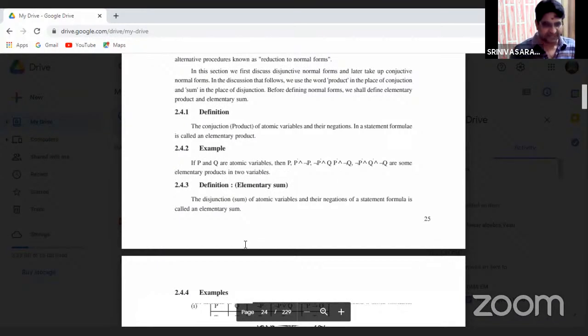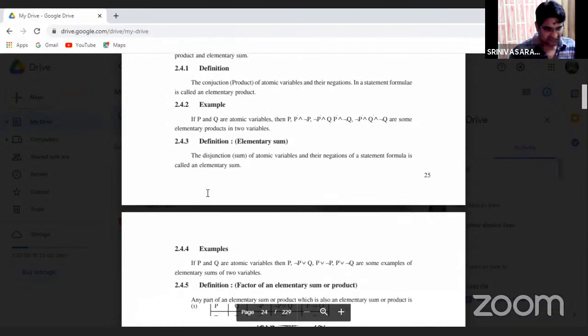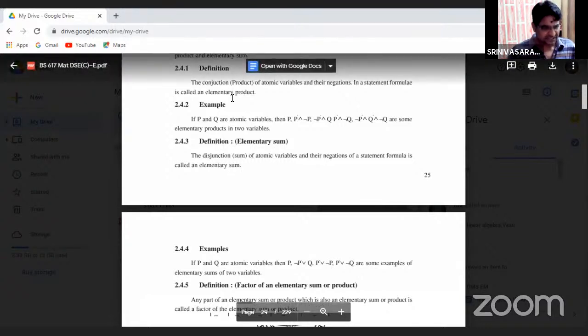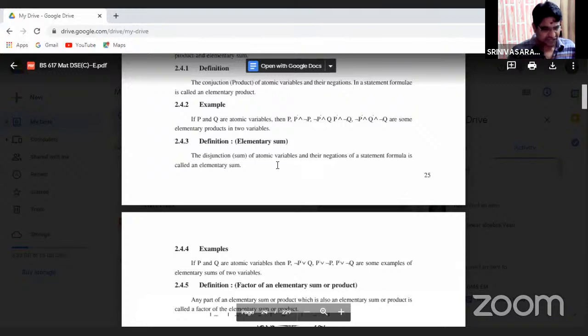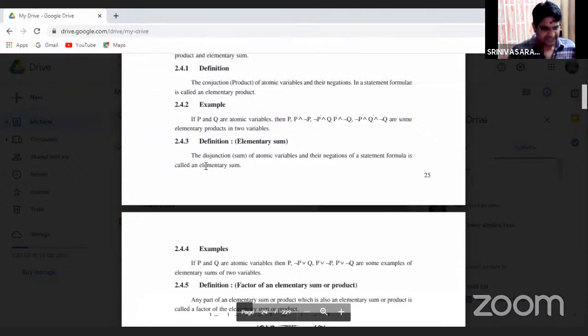How to express and represent the elementary product for the given statements. Now, the definition of elementary sum. What is the elementary sum? Above, the elementary product was represented by the conjunction connective. Here, disjunction means the summation of the atomic variables and their negations in a statement formula. This definition is also very important. The elementary sum is the disjunction, the sum of atomic variables and their negations in a statement formula.